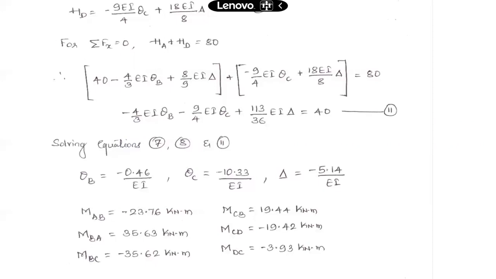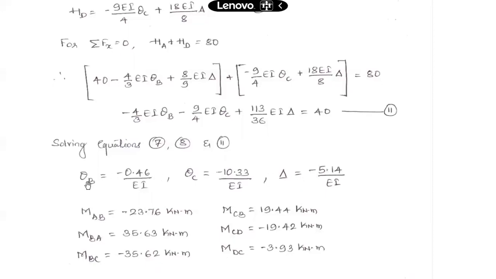You can use your calculators. You have an option for solving three simultaneous equations in that. So when I solve the three simultaneous equations, which ones? 7, 8 and 11. Equations 7 and 8 we got by the condition of equilibrium, summation MB equals 0 and summation MC equals 0. Equation 11 was obtained from the shear condition, HA plus HD is equal to 80.